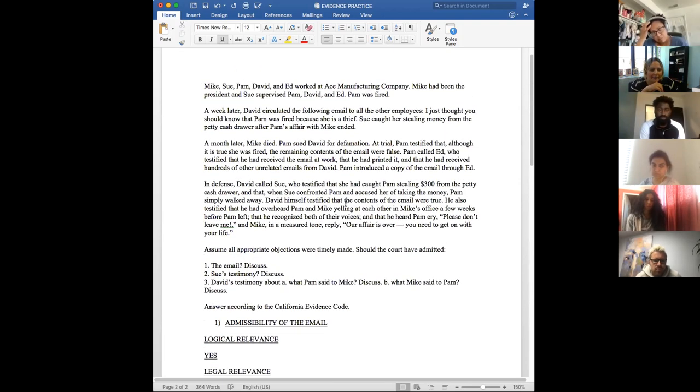If we're looking at Pam's testimony, she says, and I have this in my notes, she confronted her and then Pam walked away. So we have two separate statements with her testimony, right? Whenever you have two different statements or admissibility standards, I would organize it per statement. Okay, so two different layers of that.